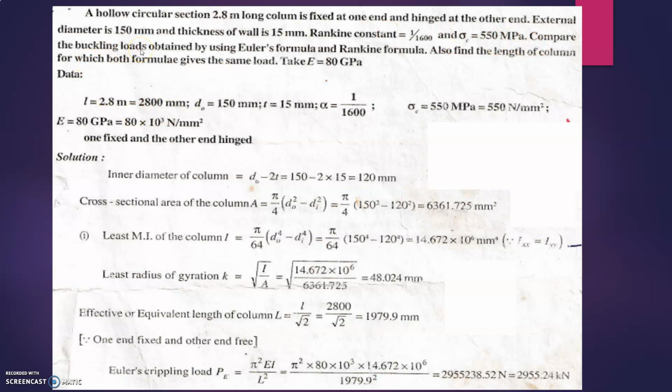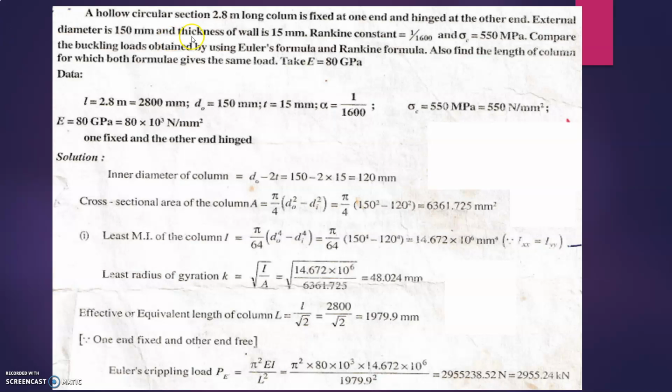Compare the buckling loads obtained by using Euler's formula and Rankine's formula. Also find the length of the column for which both formulae give the same load. Take E is equal to 80 GPa. See here, two questions are there.